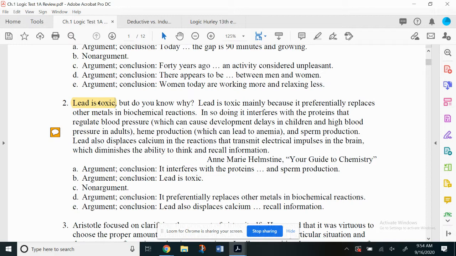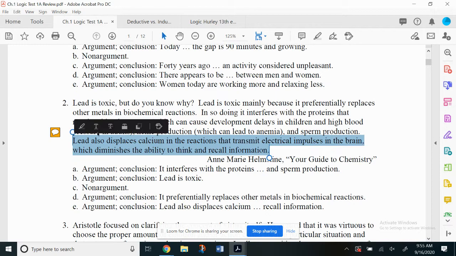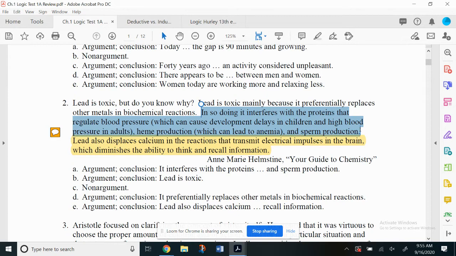Or could this be the conclusion? Lead also displaces calcium, blah, blah, blah, which diminishes. That seems like a lot of information coming at you. It seems more like a premise than it does a conclusion. And you could even ask, is this the conclusion instead of this other one? But either way, my advice is to start with the first statement or the last and figure out, does everything else support those two? So I will let you do that now.